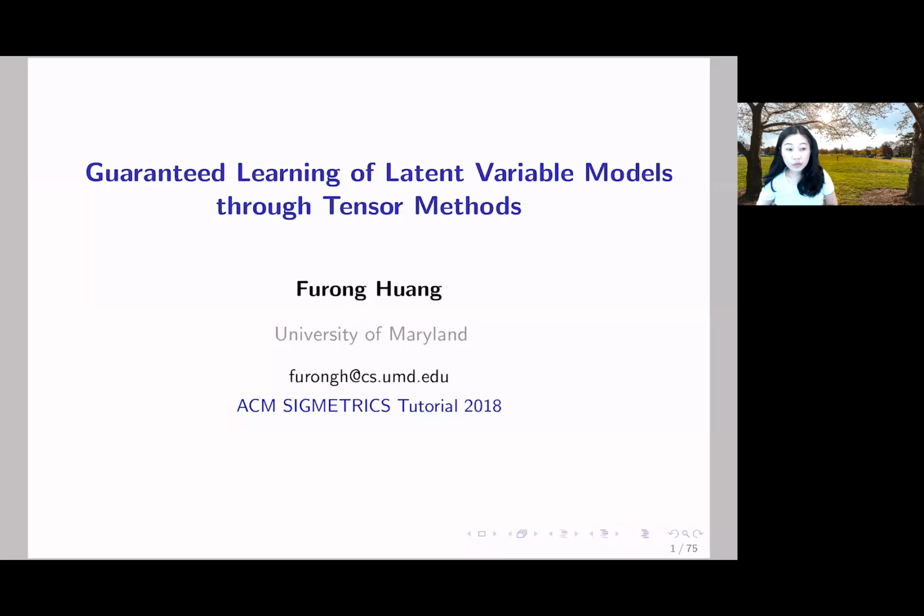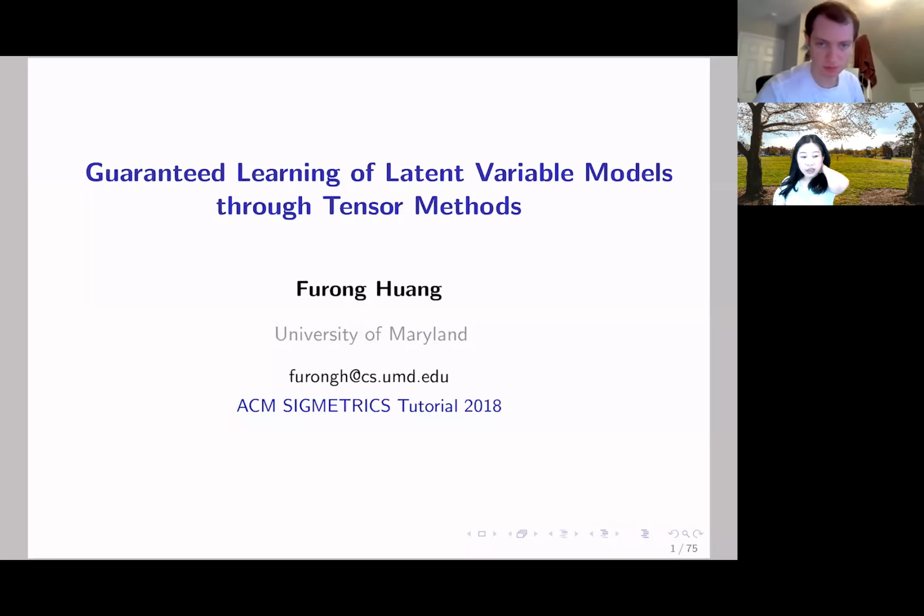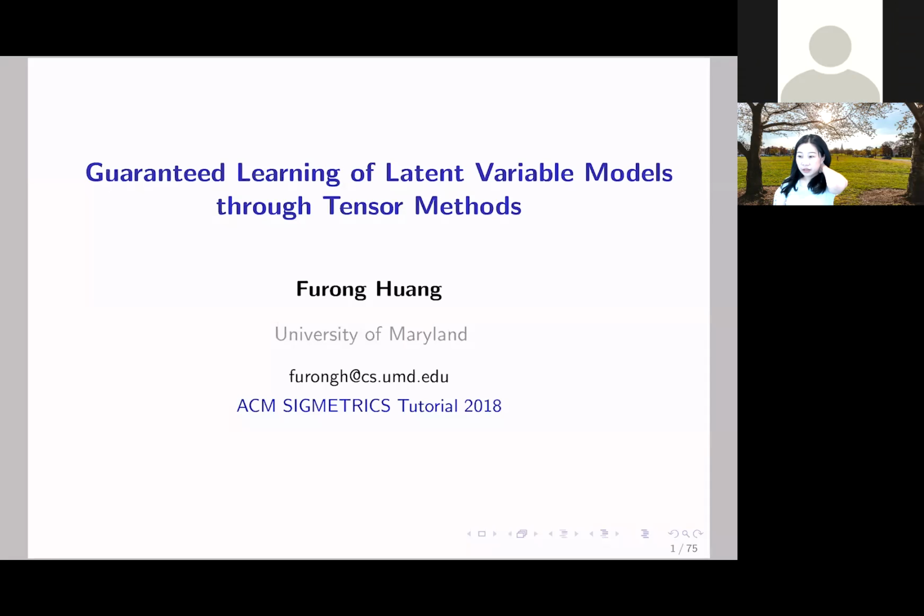Okay, so now we're finally at the topic of guaranteed learning of latent variable model through tensor methods. This is actually a tutorial I made in 2018, but I added some more content to it.